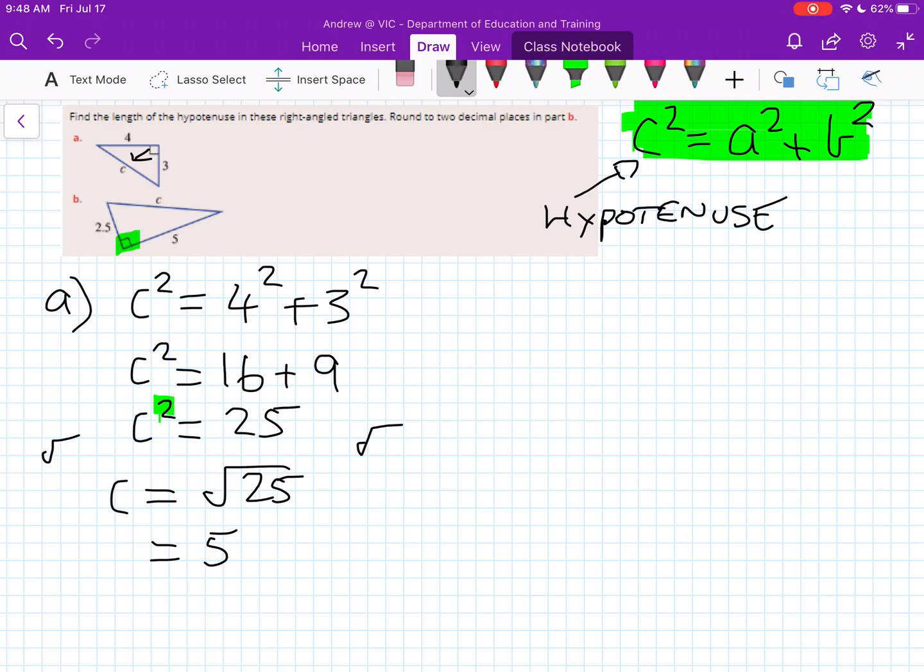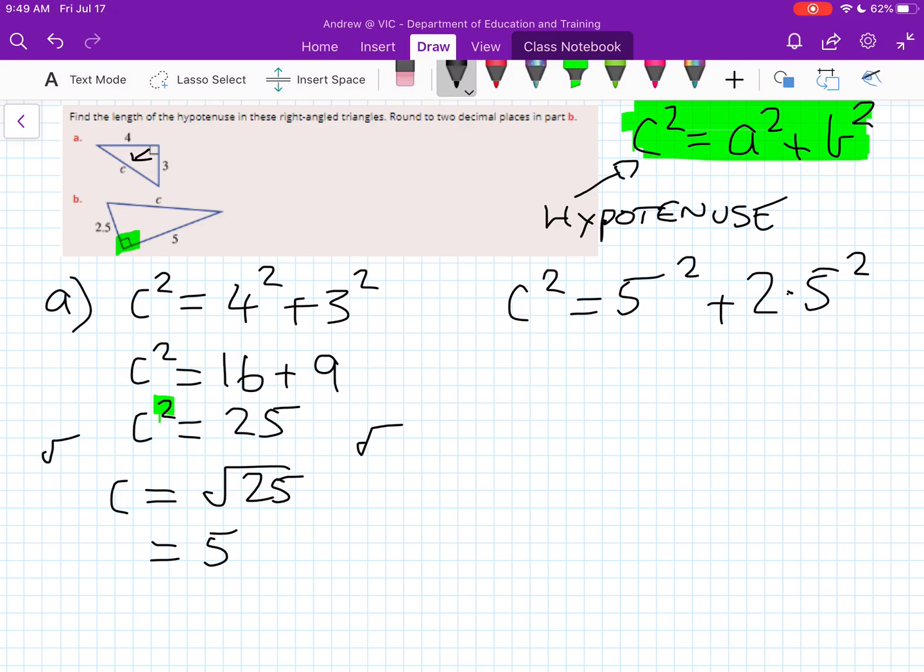The next one, we're looking at one where we don't have an exact value. So we've got 2.5 in this one. So here, C squared is equal to 5 squared plus 2.5 squared. This doesn't mean that it's any different from the other one just because it doesn't have a value that you can work out in your head. So don't freak out whenever you see a decimal, just do it as you normally would.